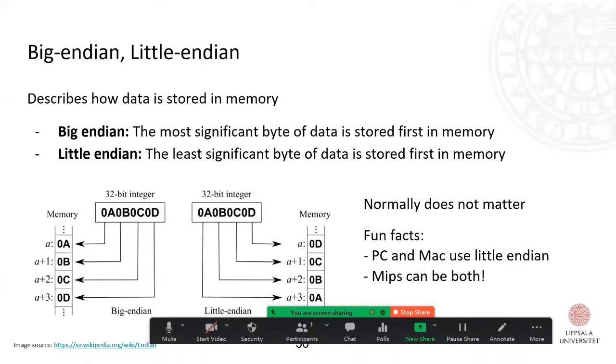There is a notion of endianness in processors. A processor can either operate in big endian mode or little endian mode. Big endian and little endian describe how data is stored in memory, how bytes are ordered in memory. In big endian, the most significant byte of the data is stored first in memory. Imagine you have a number which has 4 bytes. First, the highest value byte, which is the one to the left, is stored in memory.